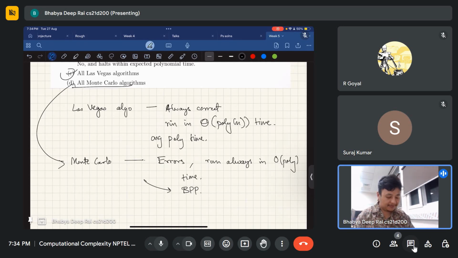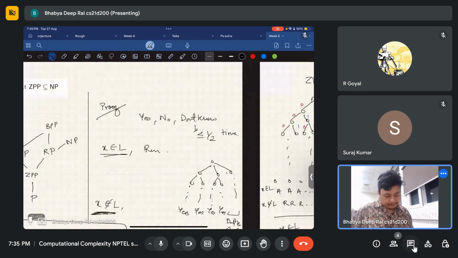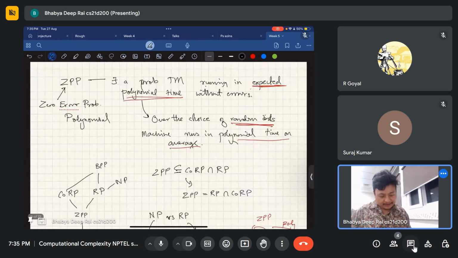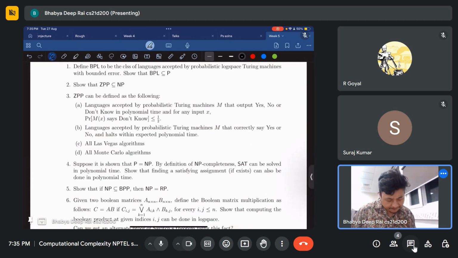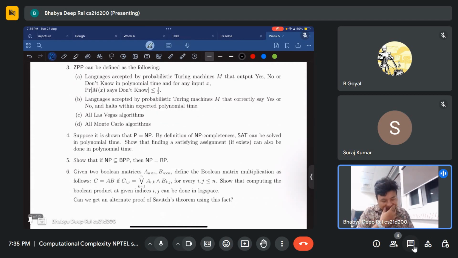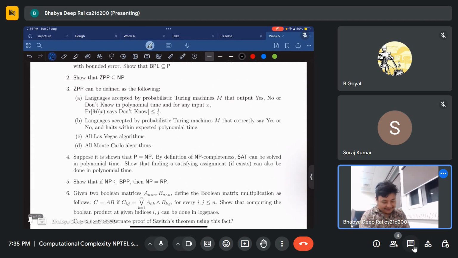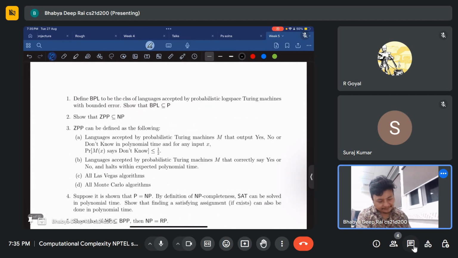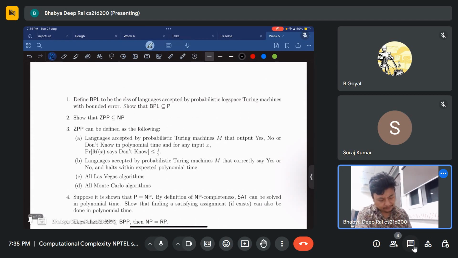I don't know what is wrong with my pencil. Okay, so those were the answers. We are done with that. How much time do I have? Okay, now which question do I want to do? That's the thing.